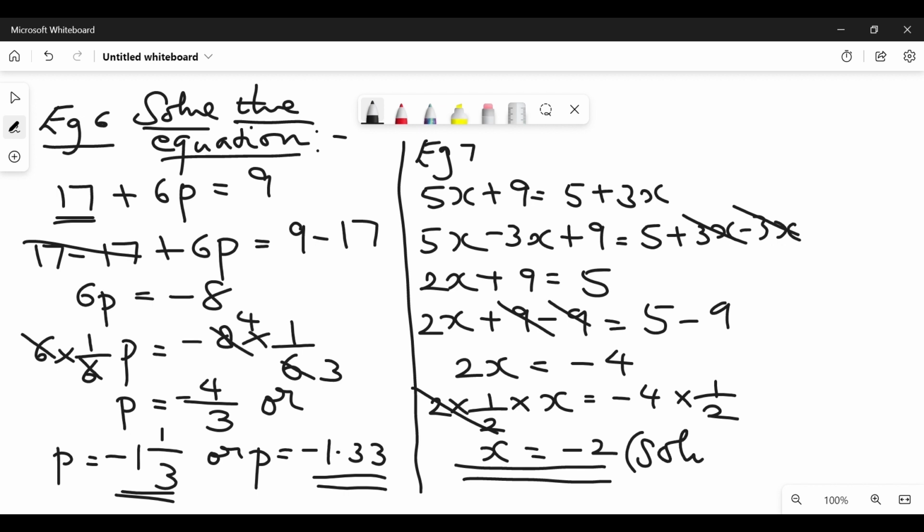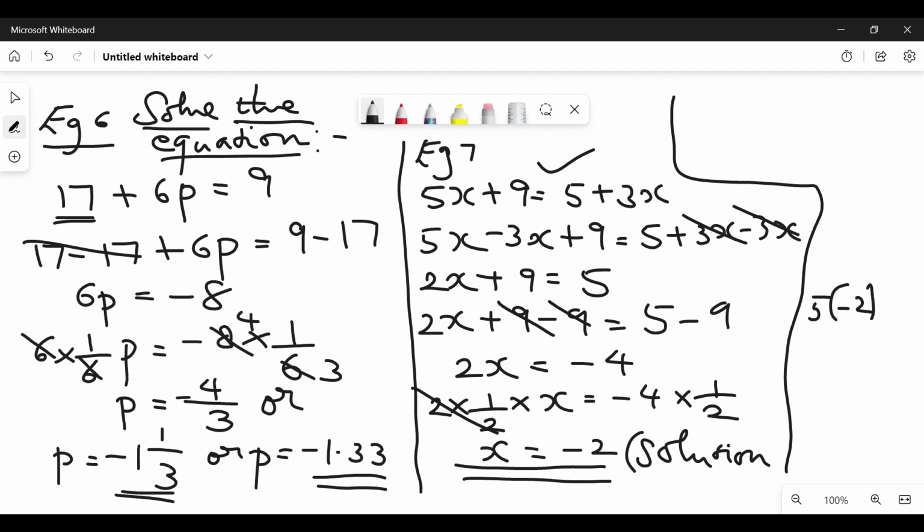I told you in the beginning itself that this time I am going to teach you how to do checking as well. So what we do is, let us take this value x is equal to minus 2 and put it in this equation. So what happens is, 5 times minus 2 plus 9 is equal to 5 plus 3 times minus 2. I should be able to prove that the left hand side and the right hand side are equal.